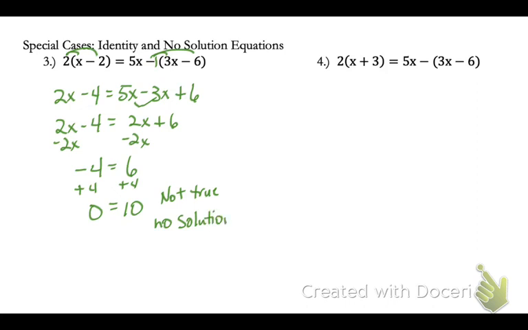There's no number that we can plug in for x and do the math that we had at the beginning that will make the left side equal the right side. Now I bet you can guess what number 4 is. That's going to be an identity equation.